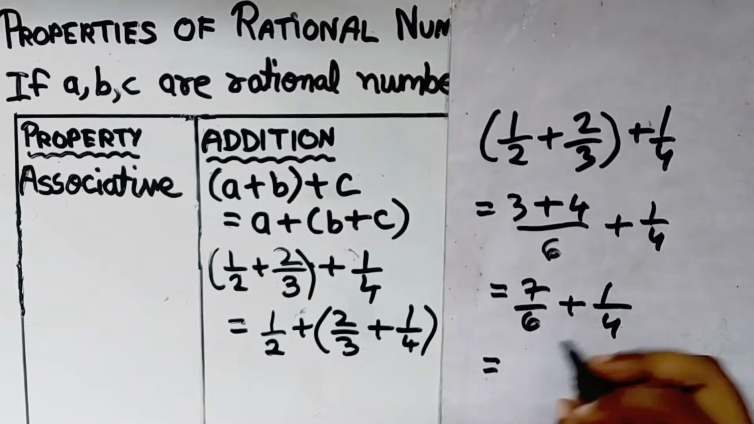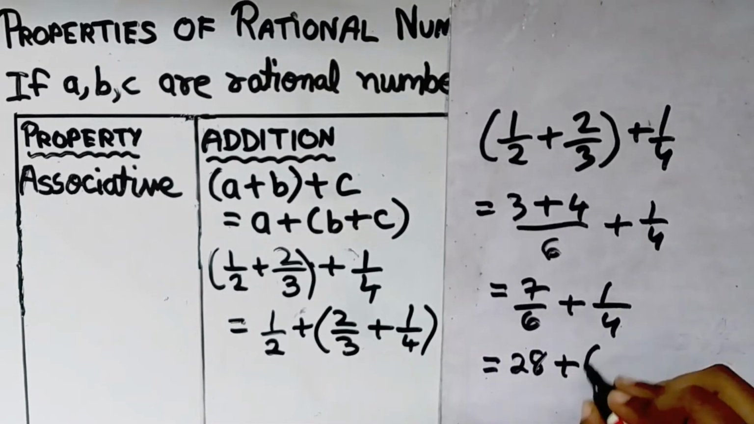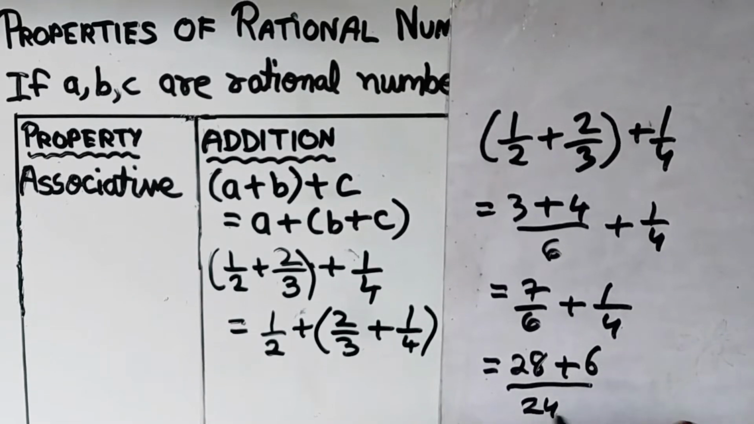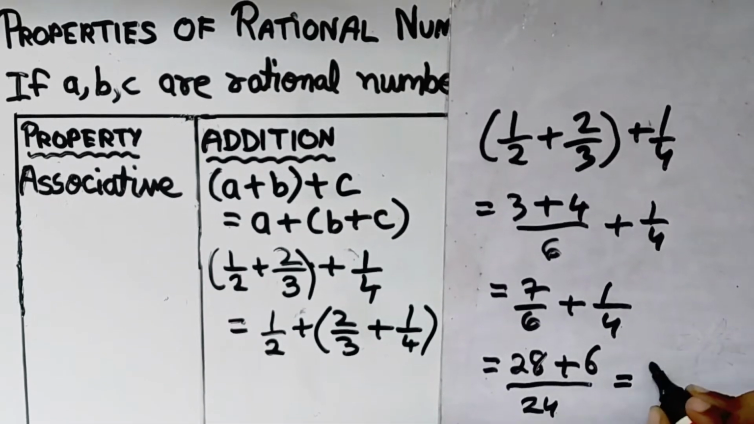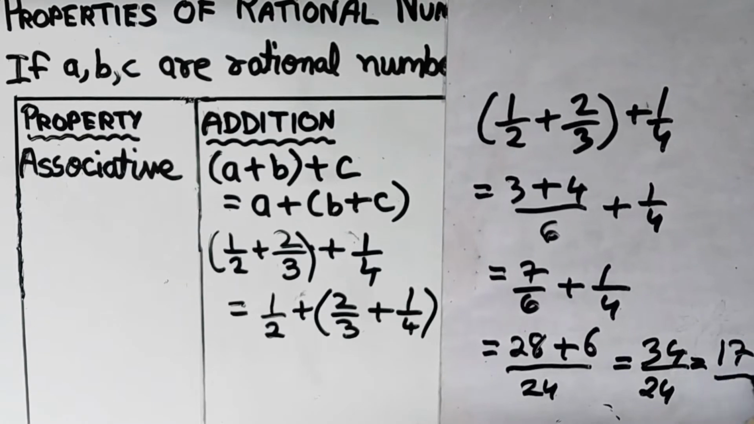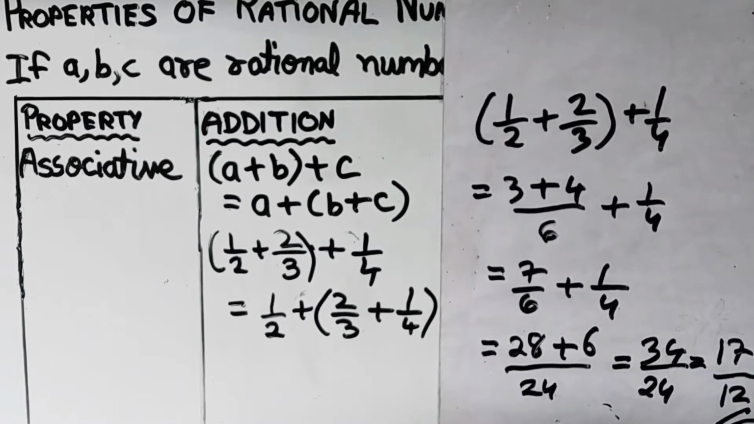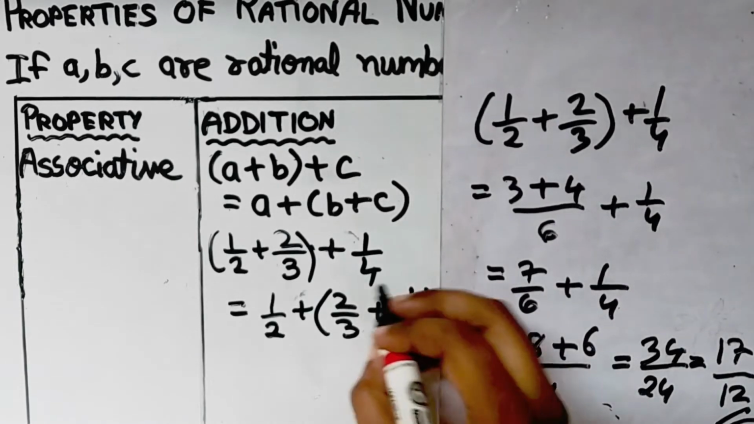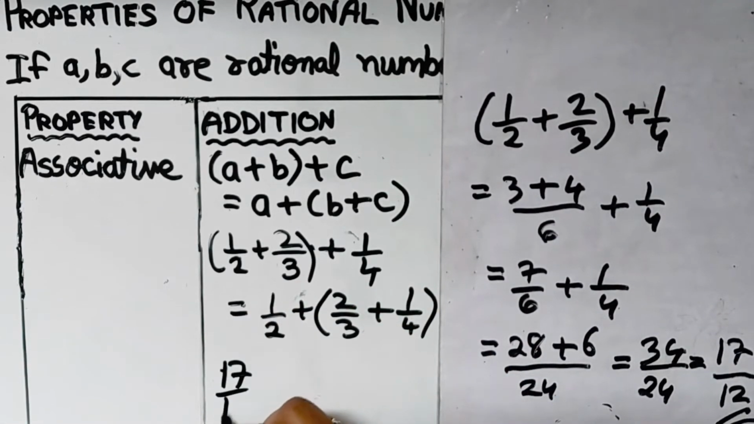Which is equal to 7 4s are 28 plus 6 1s are 6 upon 6 4s are 24, which is equal to 28 plus 6 will be 34 upon 24. We can reduce it further. We can divide both by 2. Then we get 2 17s are 34 and 2 12s are 24. So 17 upon 12. This is the final answer. Here I don't have space, so I am showing the calculation separately, but in the exam, if it is asked to verify this, you have to show the calculations.